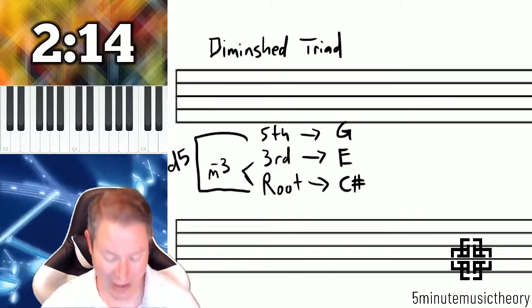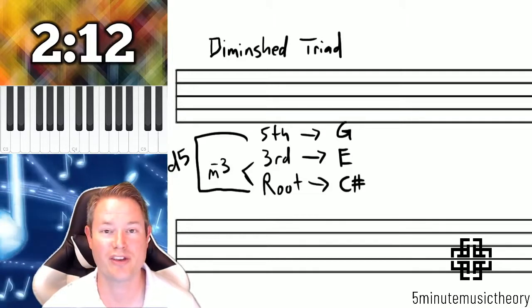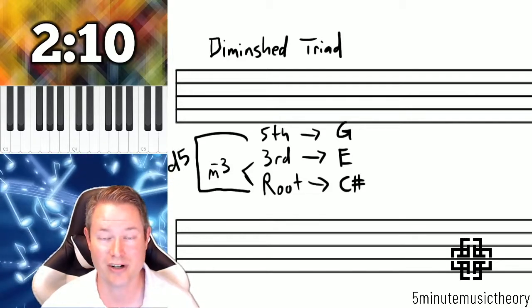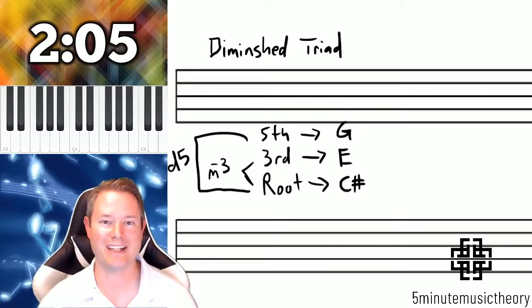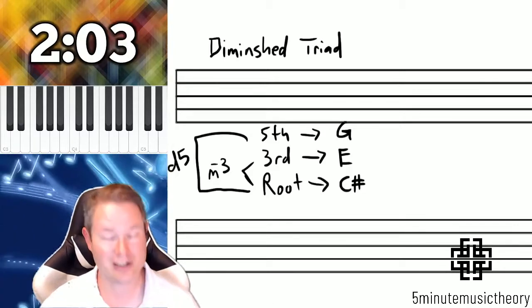So again, just to quickly summarize, the distance from the root to the third in a diminished triad is a minor third, and the distance from the root to the fifth is a diminished fifth, which is what gives it its diminished nature and its diminished sound.